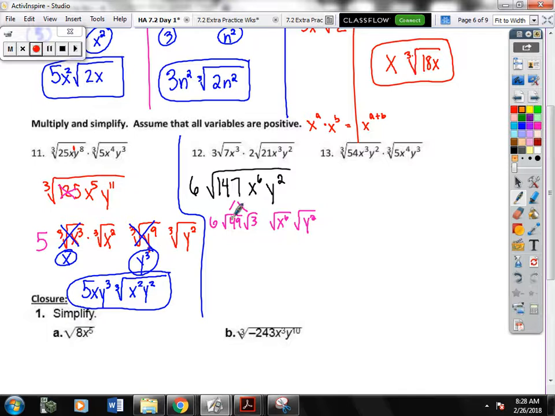So we'll take the square root of 49, which is 7. We do multiply our two outside numbers together, 6 times 7 to get me 42. Also can take the square root of x to the 6th, which will be x cubed, and the square root of y squared, which would be y. And this is one of those cases where we normally would put absolute value bars around here, but since it says assume they're positive, we don't have to. So we'll have 42x cubed y times the square root of 3.